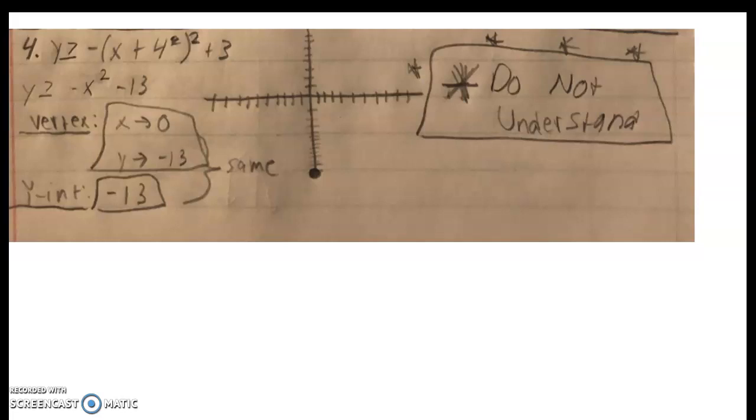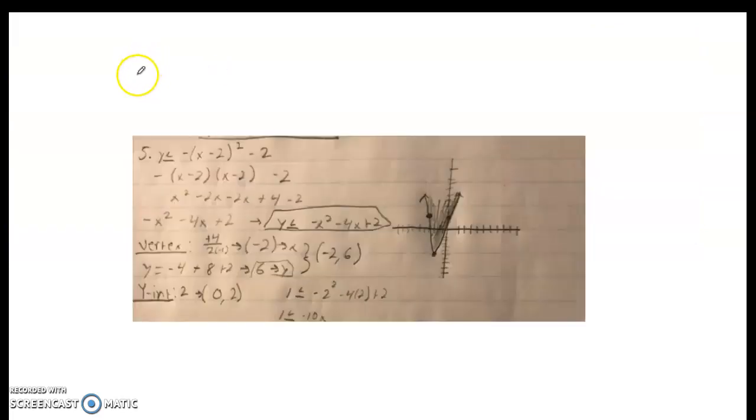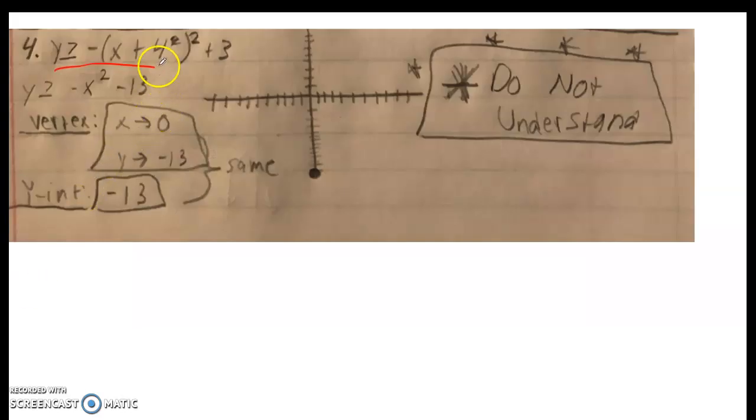I'm going to go through this with you, what you did wrong, and then the easier way of doing this. This is vertex form right here. So you could find the vertex just by looking at your h and your k. So this is the easier way. The vertex is just going to be the opposite of the inside, -4, what makes x equal to 0, and 3. That's just your vertex there.